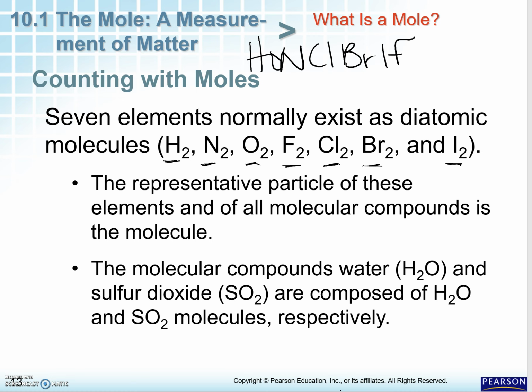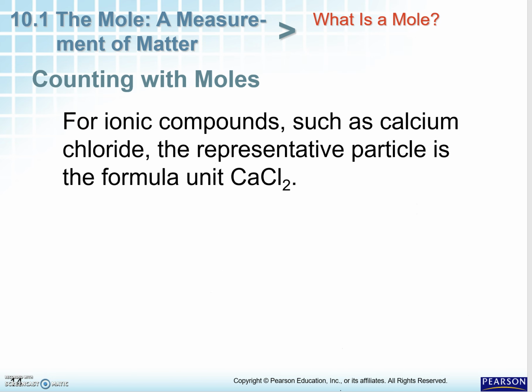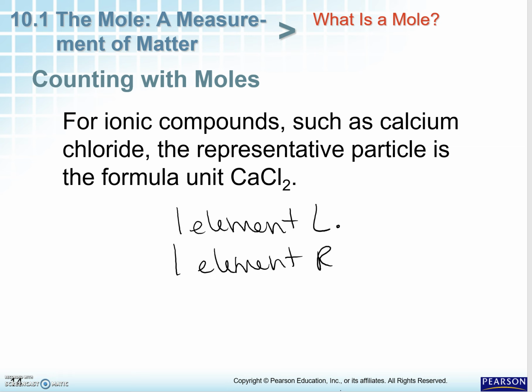Now, molecular compounds would be stuff like water and sulfur dioxide. Notice how these are molecules that are of different elements combined together to make your molecular compound. These molecules are always going to be from the right side of your periodic table. Ionic compounds, on the other hand, such as, say, calcium chloride, you're going to have 1 element from the left and 1 element from the right of your periodic table.